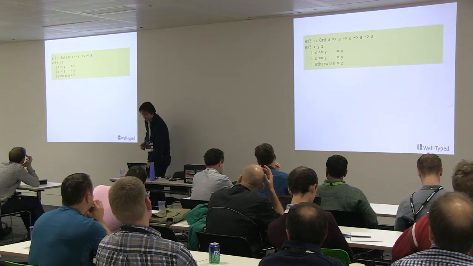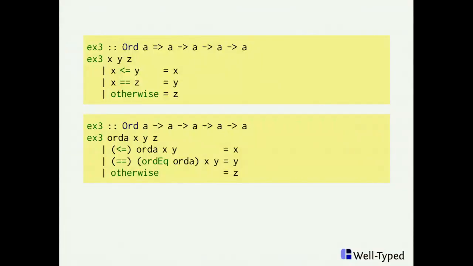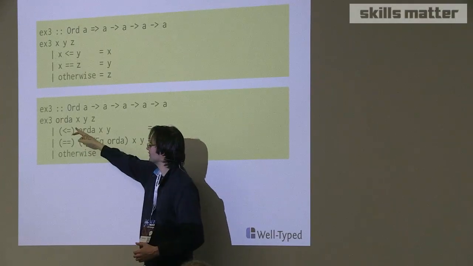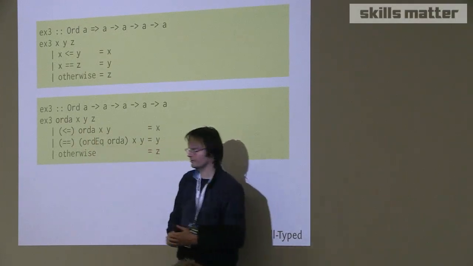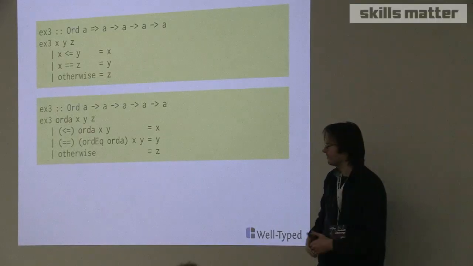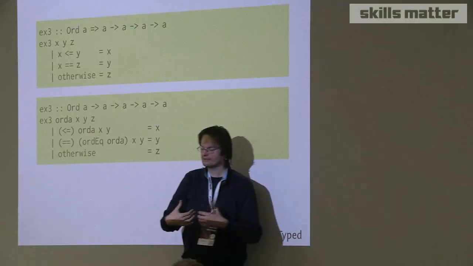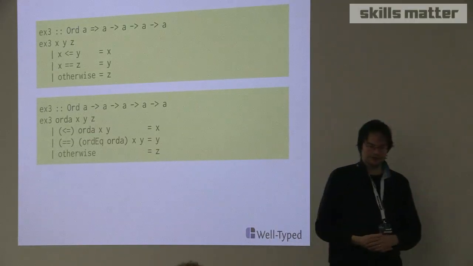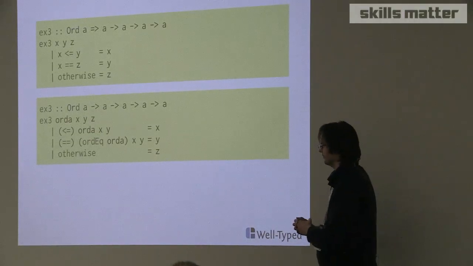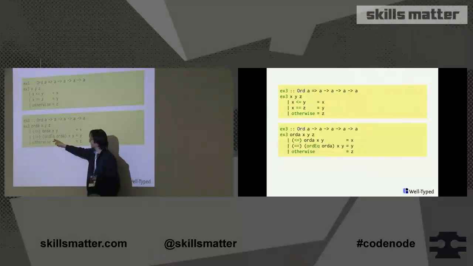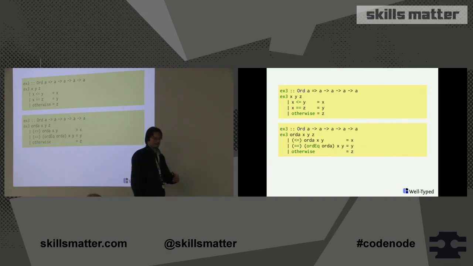But that also means that indeed in the translation, we're only getting an ORD A dictionary here, and by calling the less than or equal operator is easy because we just feed it the ORD A dictionary directly. But now if we're calling equals equals, we have to pass it an equality dictionary on A, and we have only received the ORD dictionary on A, so we have to explicitly extract the equality dictionary from the ORD dictionary using this selector for the superclass.